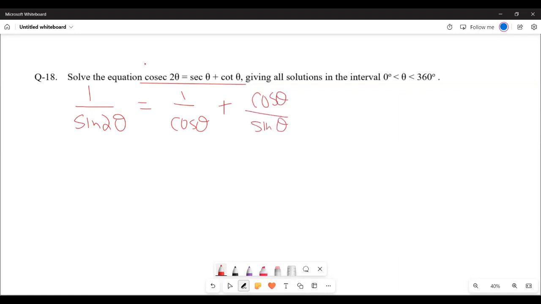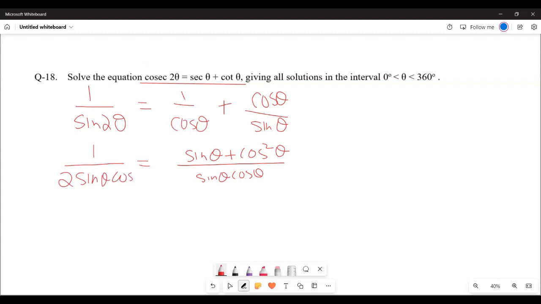Let's take LCM on the right hand side. So we get sine theta cos theta and sine theta plus cos square theta. And the left hand side can be written as 1 over 2 sine theta cos theta from the double angle formula that you'll have in the formula sheet.